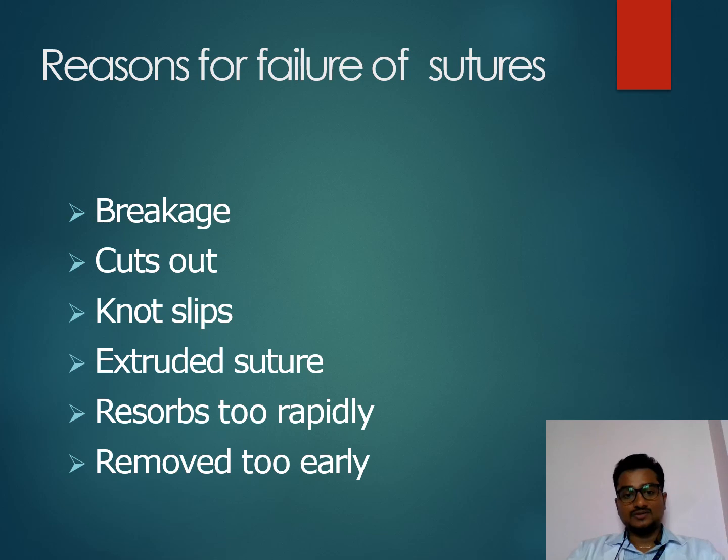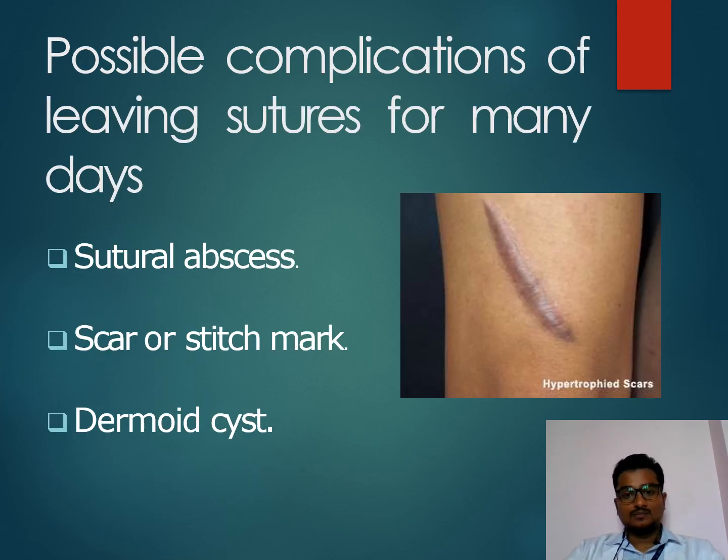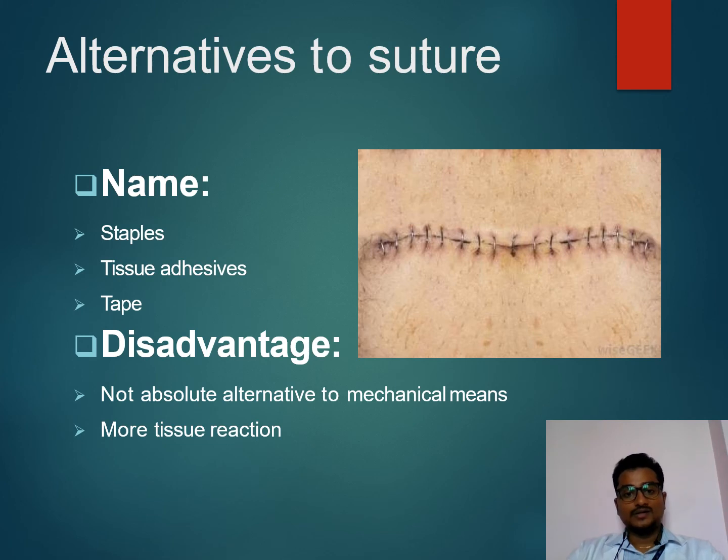Reasons for failure of a suture: breakage, cuts out, knot slips, intruded suture, resolves too rapidly, removed too early. Possible complications of leaving a suture for many days: suture abscess, scar or stitch mark, and dermoid cyst. Alternatives to suture: staples, tissue adhesives, tape. Disadvantages: not an absolute alternative to mechanical means, more tissue reaction.